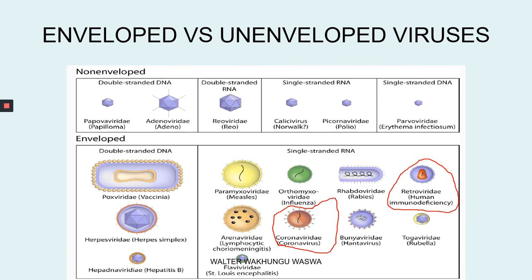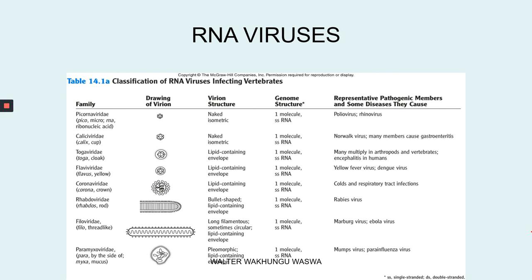RNA viruses: classification of RNA viruses infecting vertebrates. We have the family Picornaviridae, under which we have poliovirus and rhinovirus. Poliovirus is a major cause of polio in children. Rhinovirus is a major cause of colds among humans. Then Caliciviridae, for example Norovirus and many members that cause gastroenteritis. Togaviridae, many of which multiply in arthropods and vertebrates and cause encephalitis in humans.